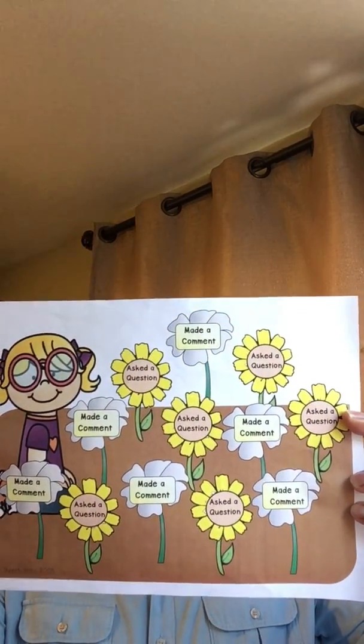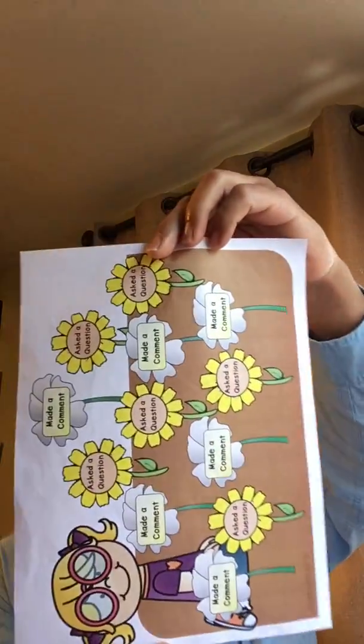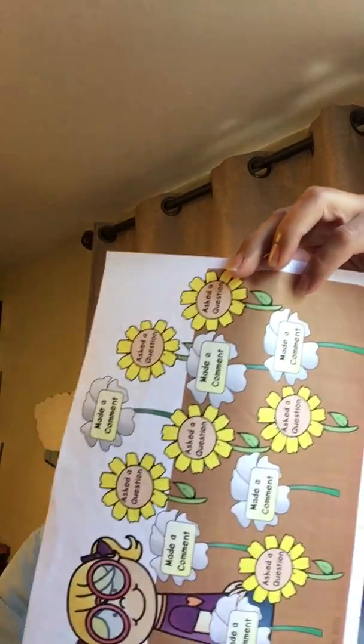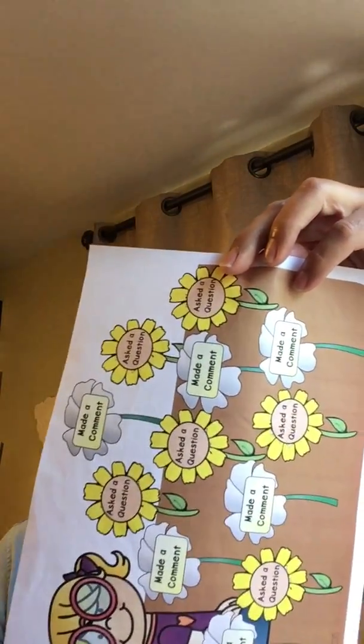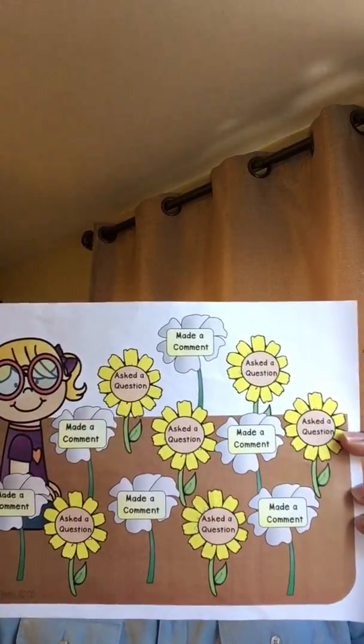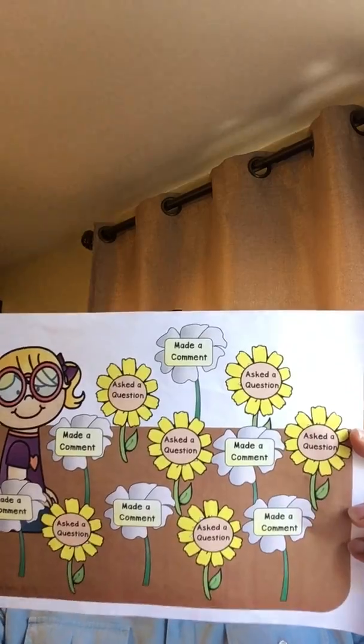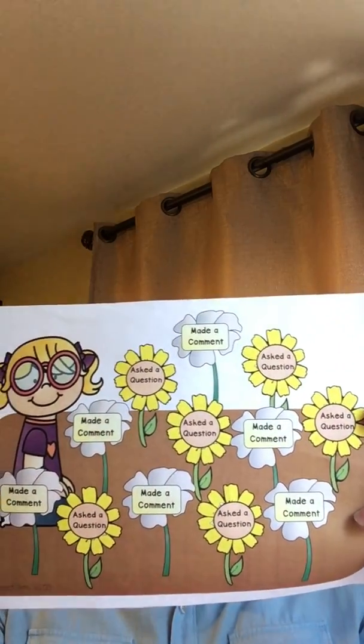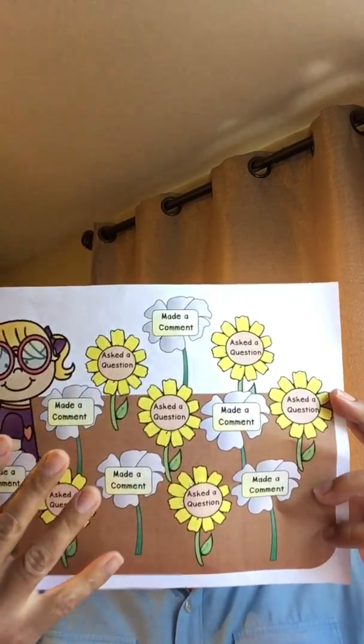Which takes me to the conversation garden game. It looks like this. So the object of this game is to make comments and ask questions during a conversation to maintain the topic and increase listening skills. So the first person to fill their garden wins.